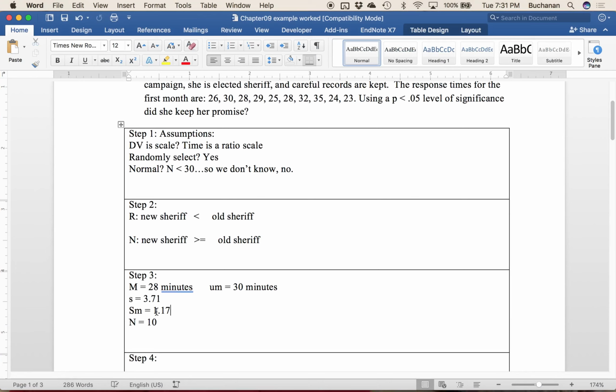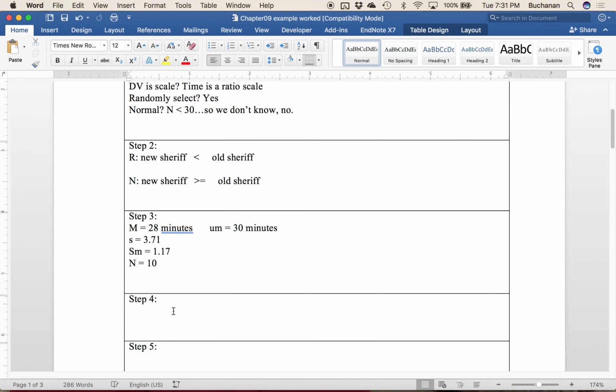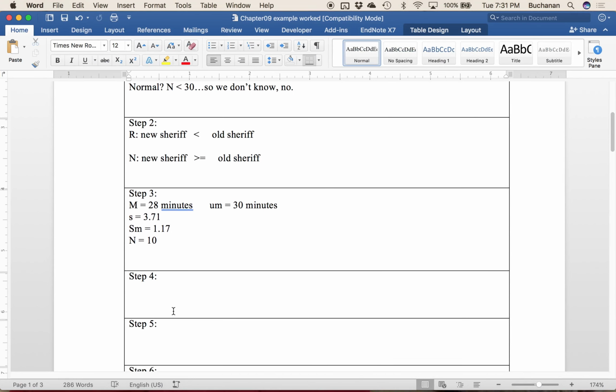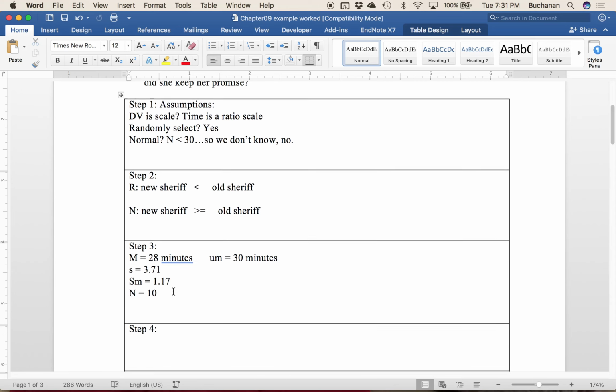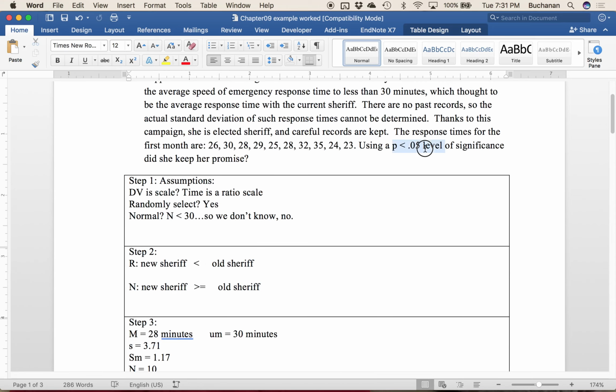That's all I need for this step, because step 3 really helps you calculate step 4, step 5, and then effect size and confidence intervals. Now, step 4, what we're going to do is use p less than 0.05, because that's what the problem suggests using.